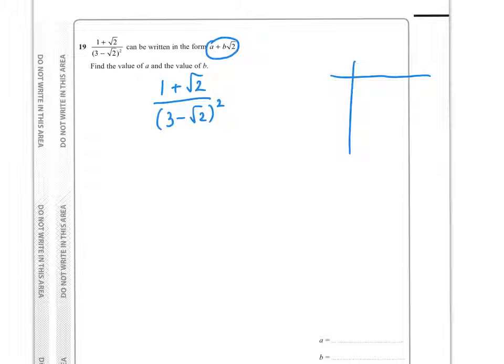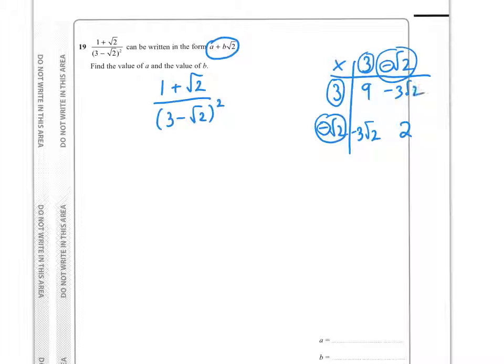So let's do the denominator first. That's 3 minus root 2 times itself. So we're going to get 9. We're going to get a minus times a minus, which is plus, and root 2 times root 2 is just 2. And then we're going to have 3 times minus root 2, which is minus 3 root 2, and then 3 times minus root 2, which is minus 3 root 2 here. So the nice numbers are 9 and 2, which is 11. And then we've got minus 3 root 2, minus 3 more, so that's minus 6 root 2.